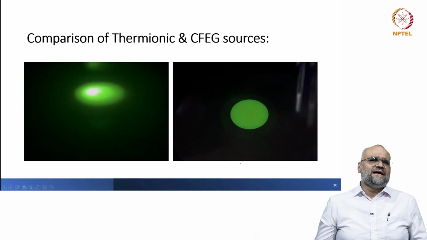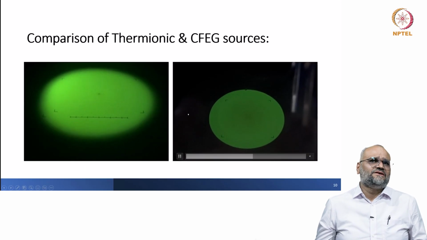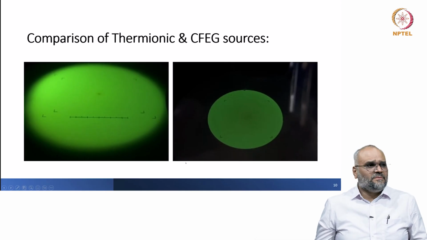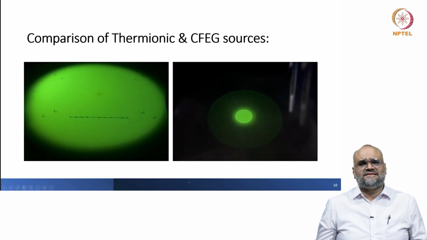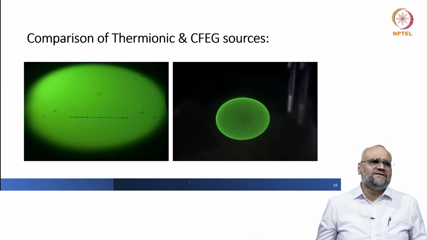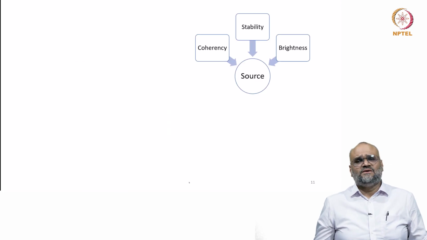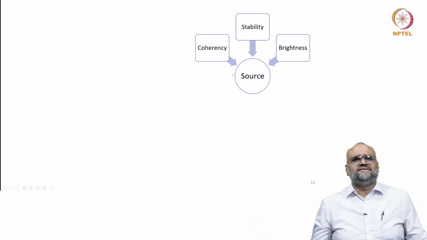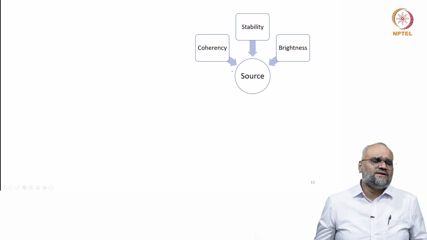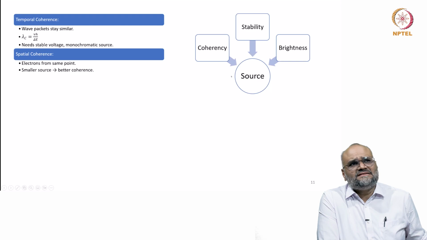This gives you an example of how good the coherency is when you compare a thermionic emitter versus a cold field emitter. But there are a few important characteristics of a source which determine the quality of your imaging in a transmission electron microscope, and we'll look at them in the next slide. So if you look at what the source influences in a microscope, firstly it is the coherency. Within coherency you have two kinds: one is the temporal coherency and the other one is spatial coherency.